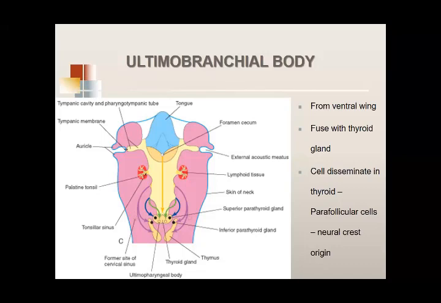You know, a lot of structures developing in the head and neck, in the pharyngeal apparatus, have mesenchyme contributed by neural crest. We determined this on day 1.